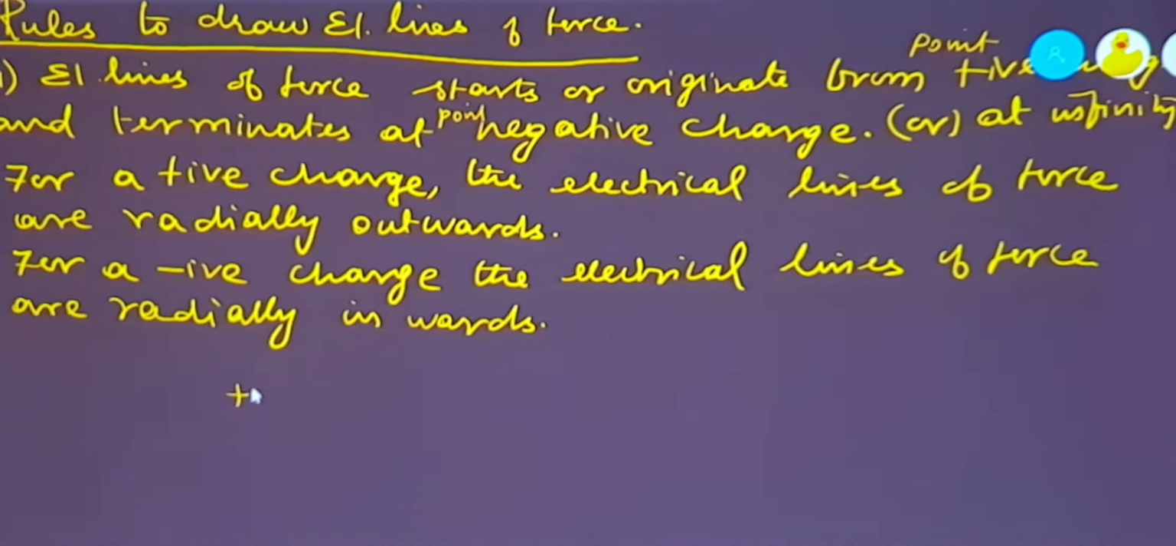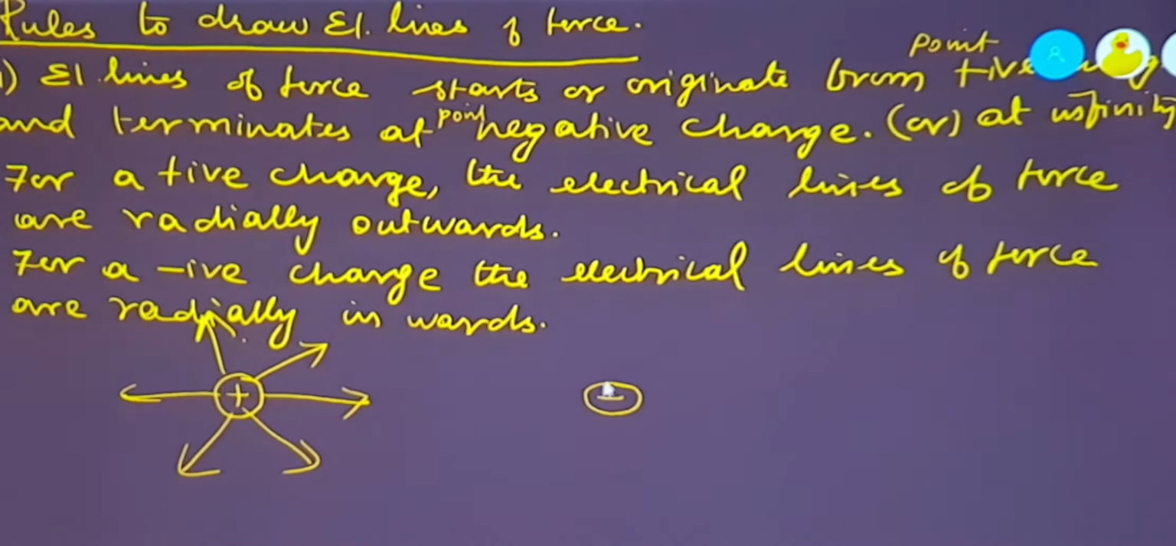Let us consider a diagram. If you are having a positive charge, the lines are acting radially outwards. This is what we are calling radially outwards. Similarly, for a negative charge, the electrical lines of force are acting radially inwards. This is how we can represent radially inwards. See, this is taken to be the first point.